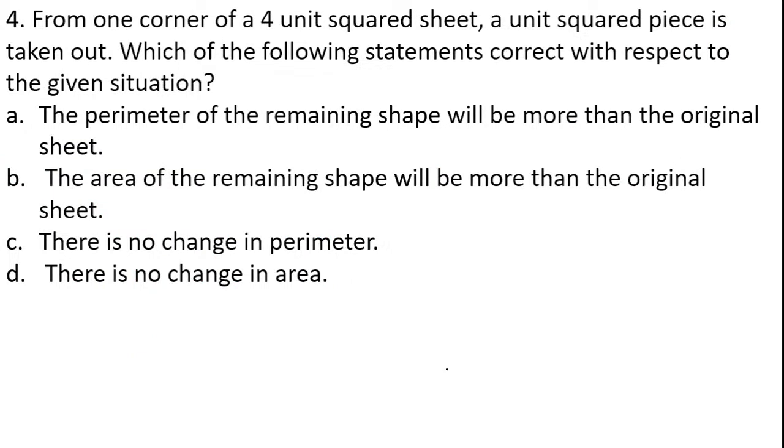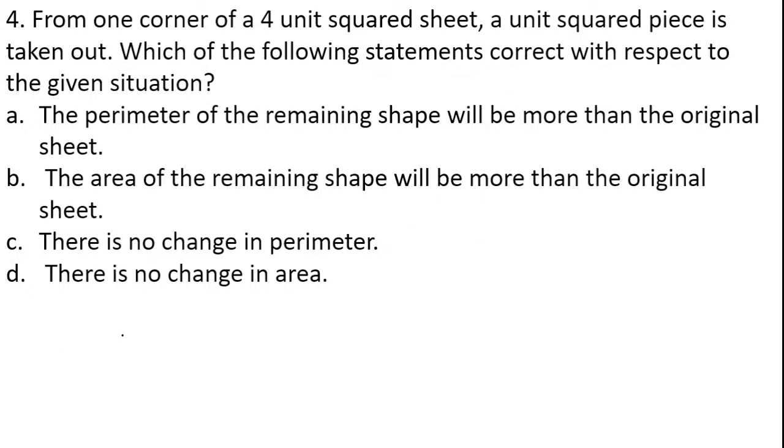From one corner of a 4-unit squared sheet, a unit squared piece is taken out. Which of the following statements is correct with respect to the given situation? Now keep in mind, each and every question that I am taking here has been previously asked in your examination. Okay, so these questions are important. The first option given here is the perimeter of the remaining shape will be more than that of the original sheet. The area of the remaining shape will be more than the original sheet. There is no change in the perimeter, there is no change in the area.